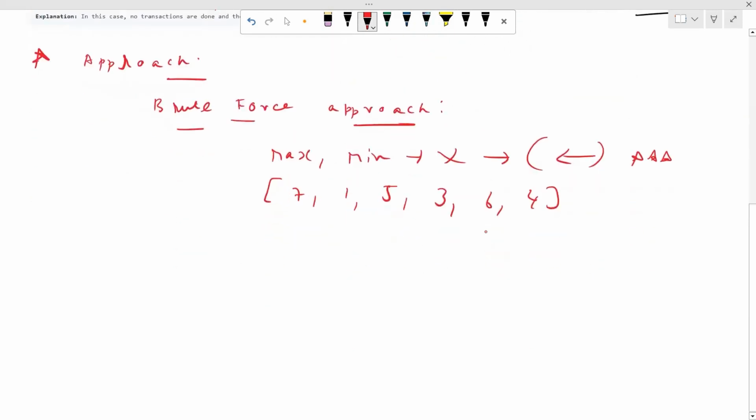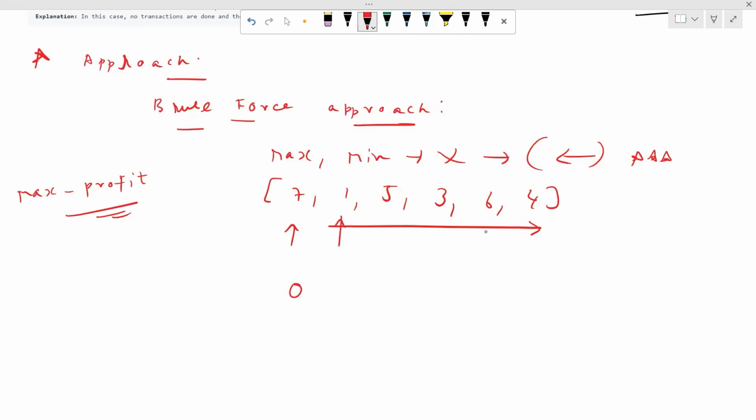First of all, we need to find the maximum profit out of this array. So let's say we are at this element. We'll traverse the complete array and try to find out whether we have a maximum profit greater than zero or not. Let's say we have 7. For 7, there is no element which is greater than 7. So ultimately, its profit will be equal to 0.